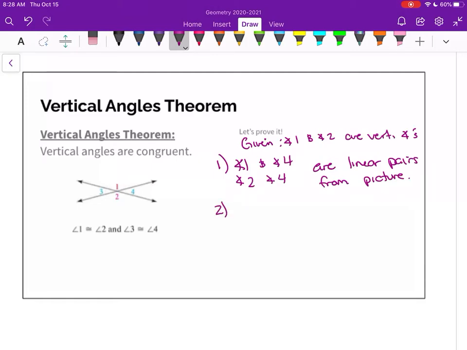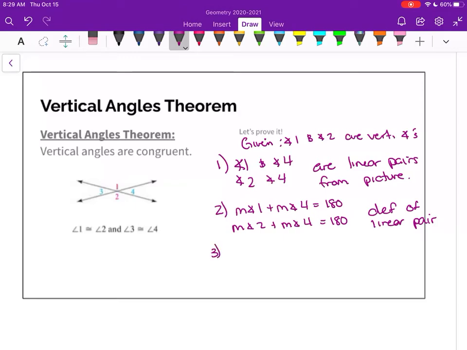All right, my next step. So what does it mean to be linear pairs? Well, we know linear pairs are adjacent and supplementary. So that means the measure of angle 1 plus the measure of angle 4 gives me 180 degrees since they're supplementary. Same thing with the measure of angle 2 and the measure of angle 4. We got that by the definition of linear pair.